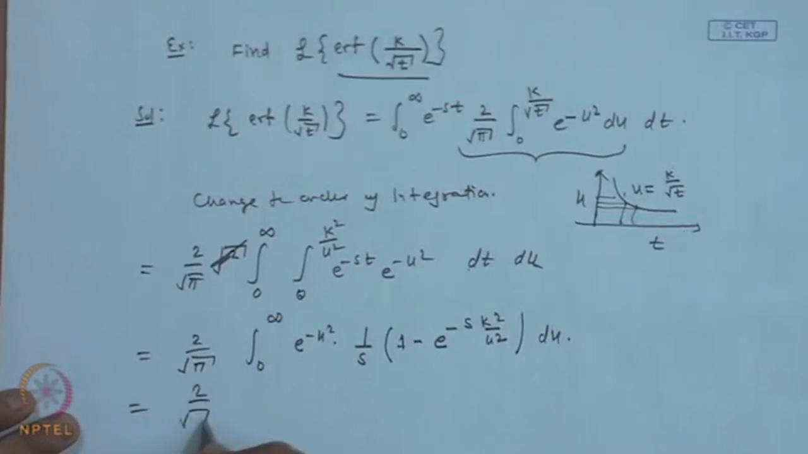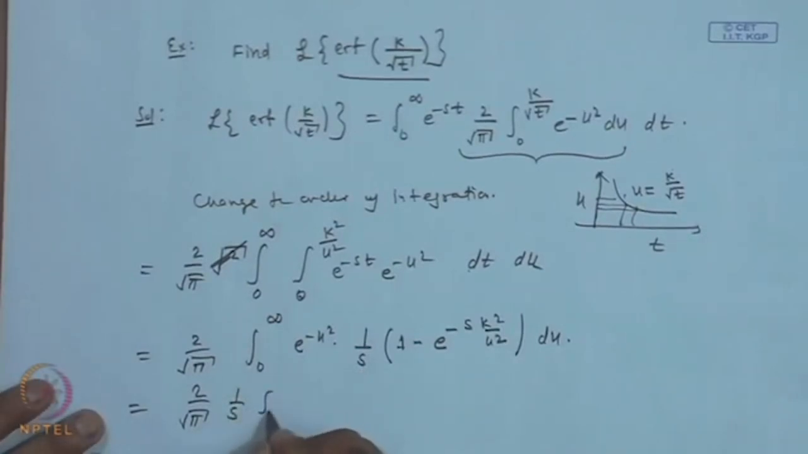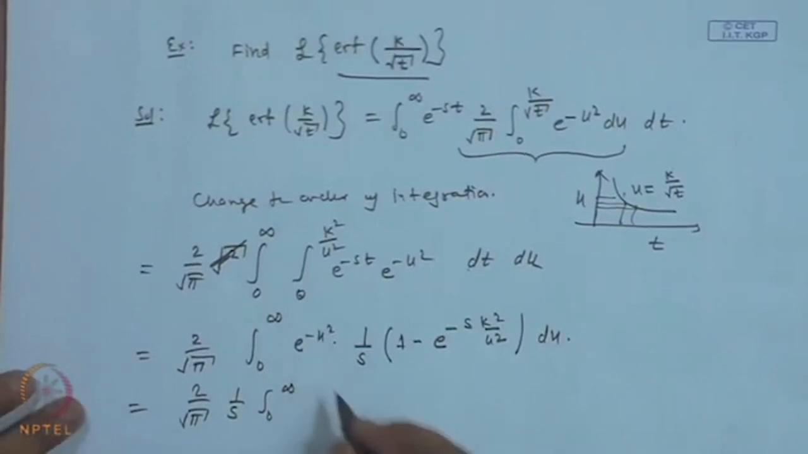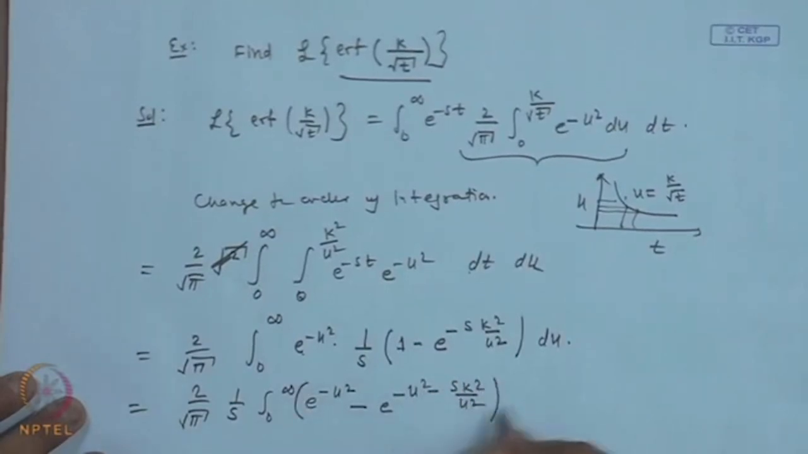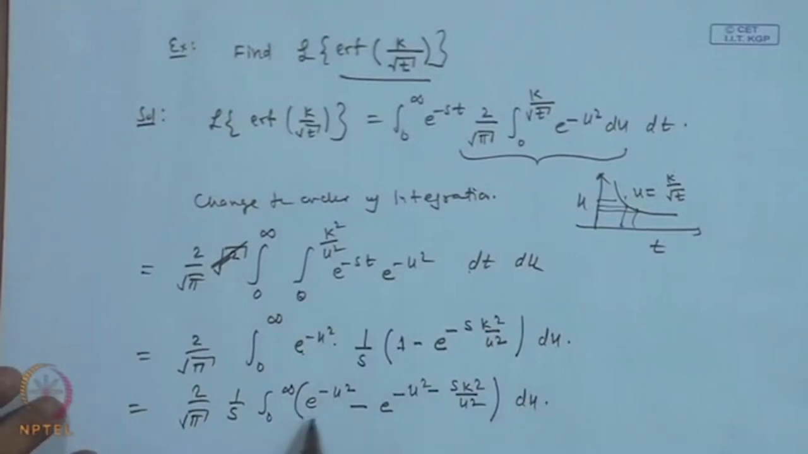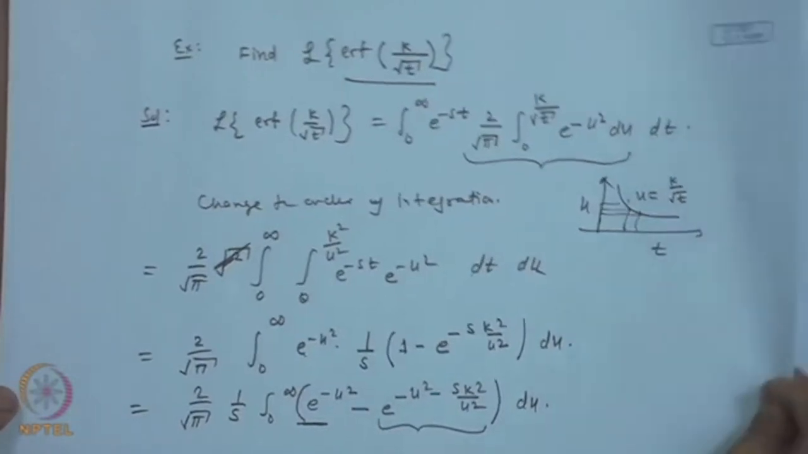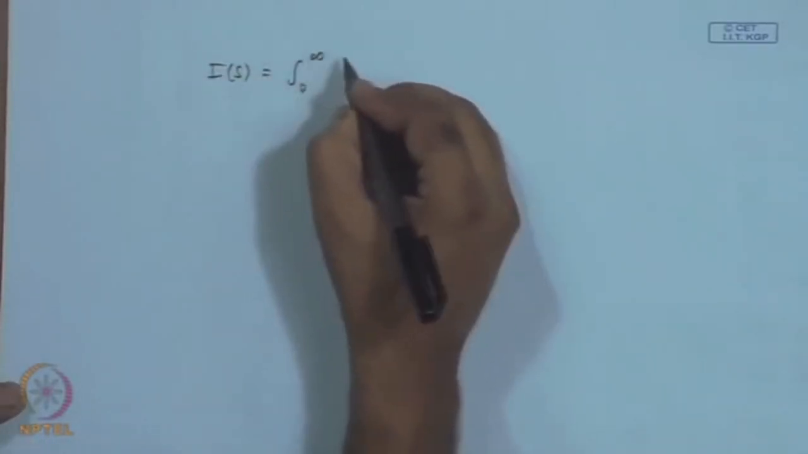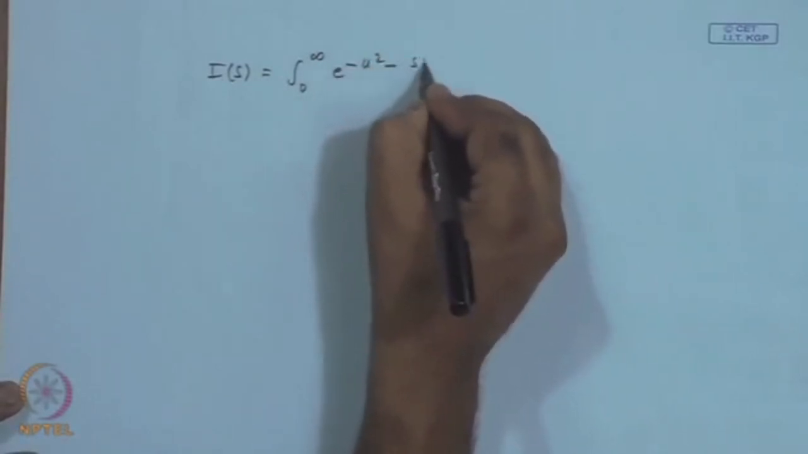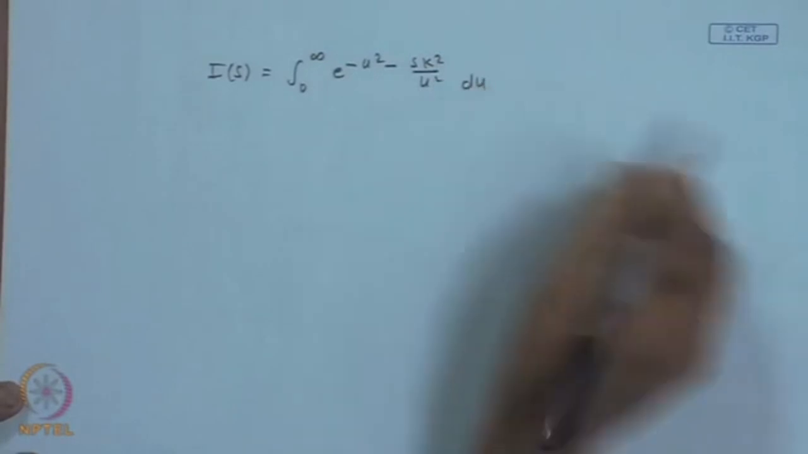So what we have is 2 over square root pi, and 1 over s we can take out of this integral, 0 to infinity, e^(-u^2) minus e^(-u^2 - s k^2 over u^2) du. The first integral we know the value, so we can get it easily, but the second one we need to evaluate. So let us assume that this integral is I(s), 0 to infinity, e^(-u^2 - s k^2 over u^2) du.